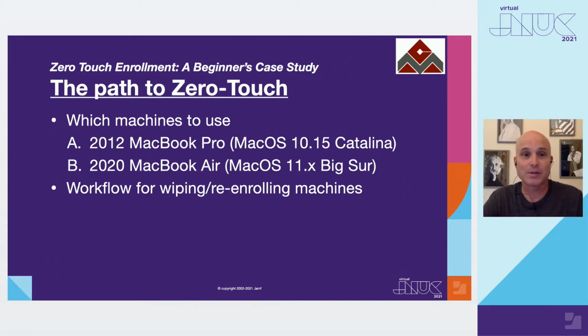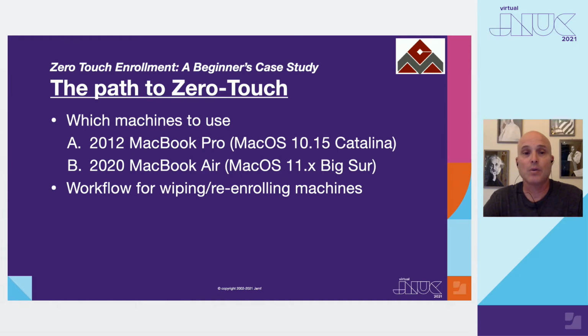So our path to zero touch, we had to start with what we were going to use to start testing this. We didn't have any extra laptops that were pretty new. What we had extras of were some laptops that we had retired from student mobile carts, 2012 MacBook Pros. Those can go up to 10.15 Catalina. And we had on the way some 2020 MacBook Airs. Those, of course, will run up through the current OS, Big Sur.